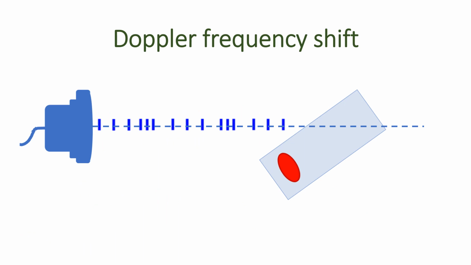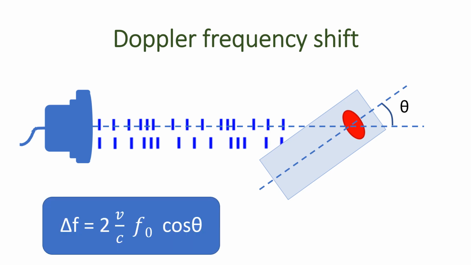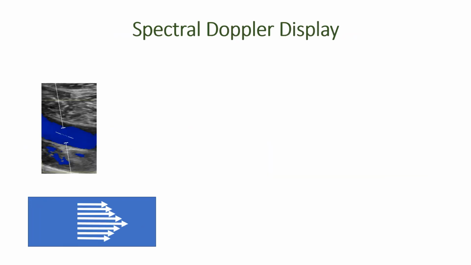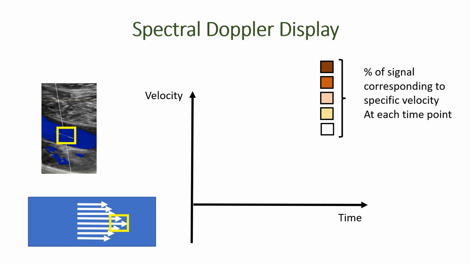Most of the peripheral vasculature can be insonated only at a certain angle. By convention, vascular studies are done at an insonation angle not exceeding 60 degrees. This angle is taken into account by using the Doppler equation. Spectral Doppler measures the Doppler shift in an area called the sample volume. Then it continuously displays all velocities in this volume as a pixel line at every time point. The brightness of every pixel corresponds to the relative prevalence of a specific velocity.